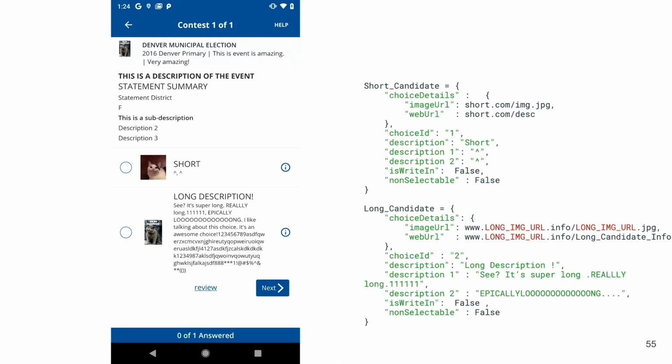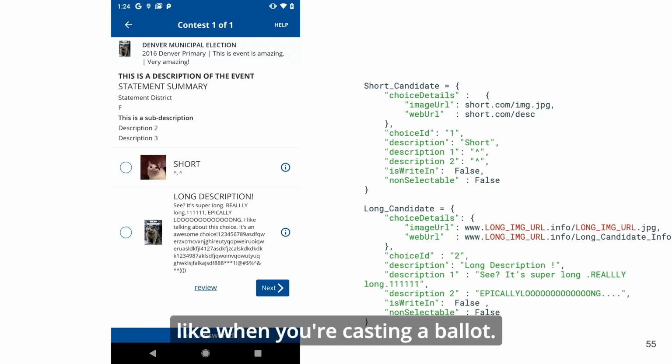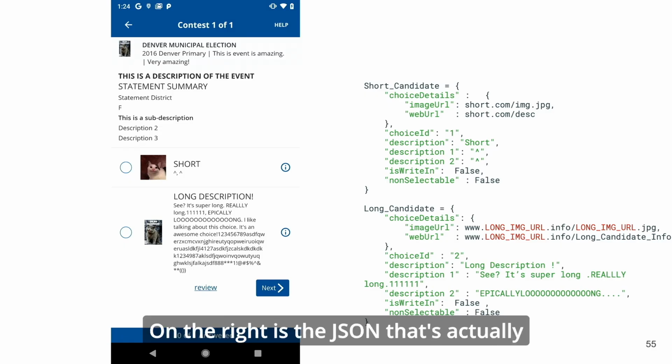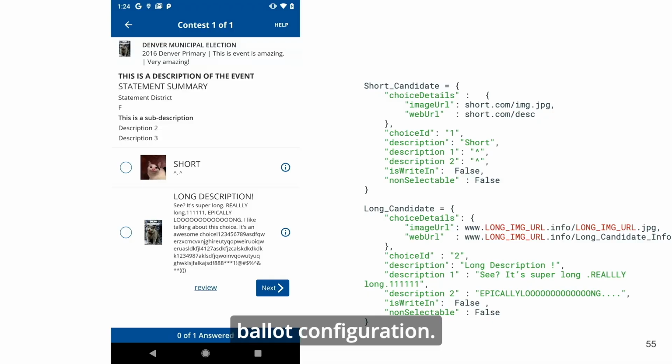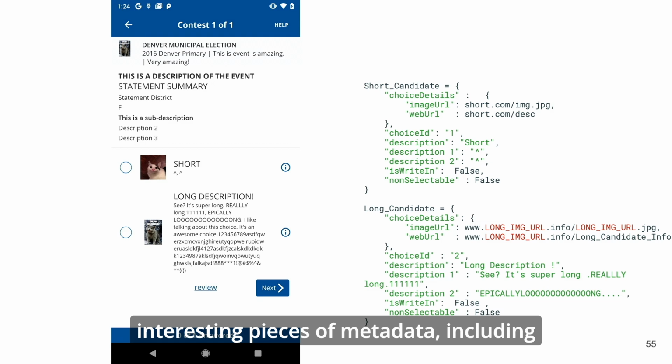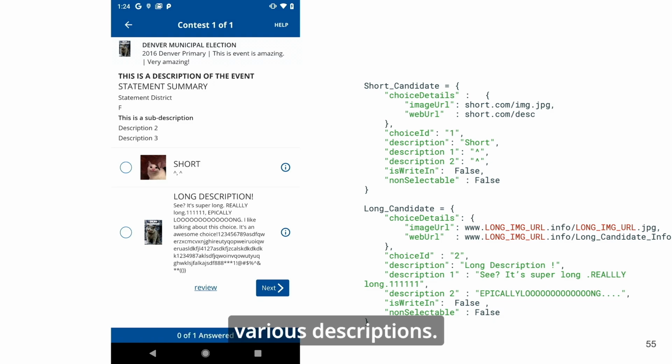OK, so this is actually what Votes' app looks like when you're casting a ballot. On the left is just the ballot layout. On the right is the JSON that's actually used to generate that ballot configuration. And what's interesting here is you see how there are candidates with different URLs. There are candidates with all these interesting pieces of metadata, including various descriptions.